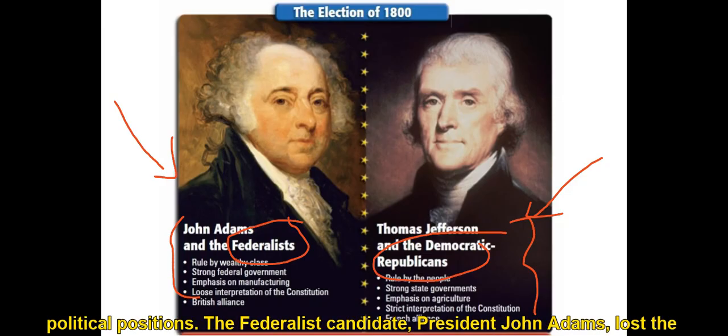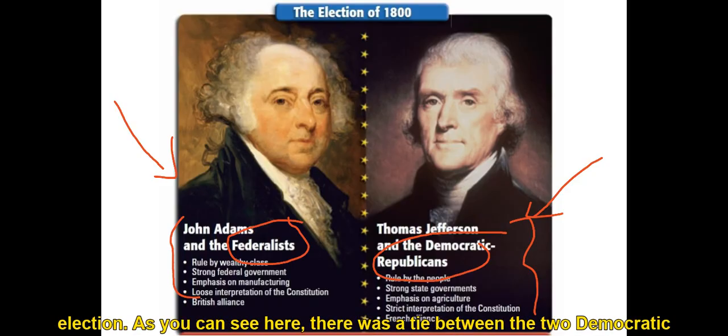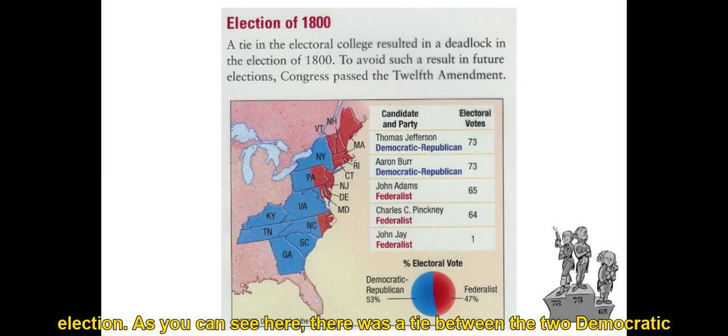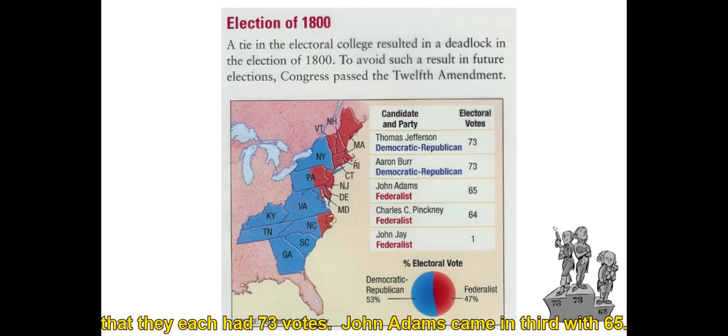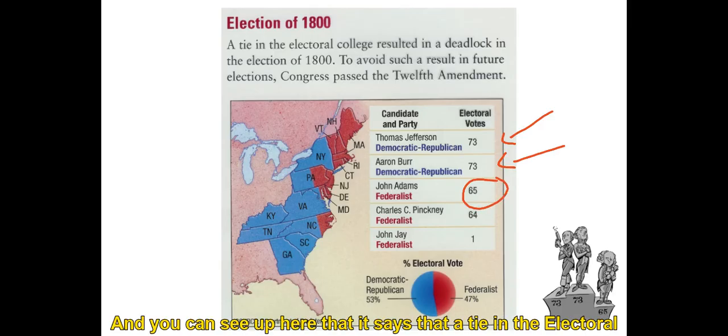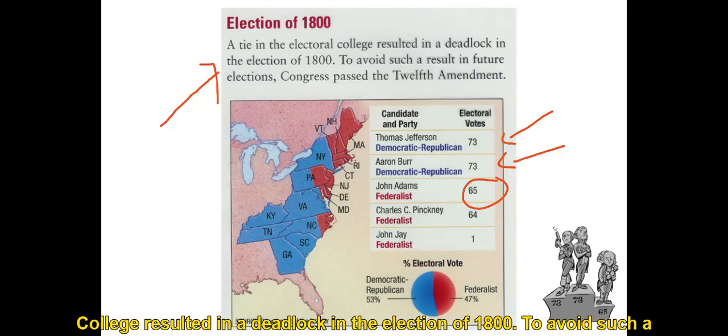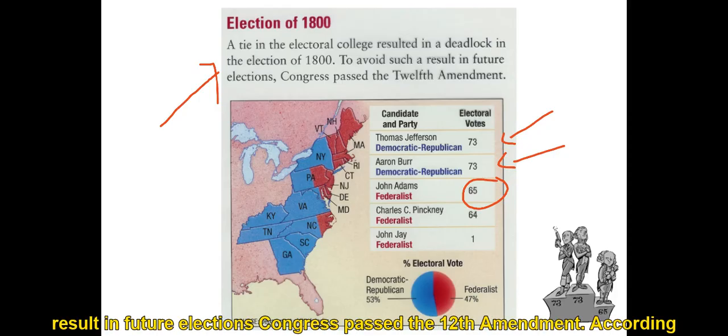The Federalist candidate, President John Adams, lost the election. As you can see here, there was a tie between the two Democratic Republican candidates, Thomas Jefferson and Aaron Burr. And you can see that they each had 73 votes. And John Adams came in third with 65. And you can see up here that it says that a tie in the Electoral College resulted in a deadlock in the election of 1800. To avoid such a result in future elections, Congress passed the 12th Amendment.